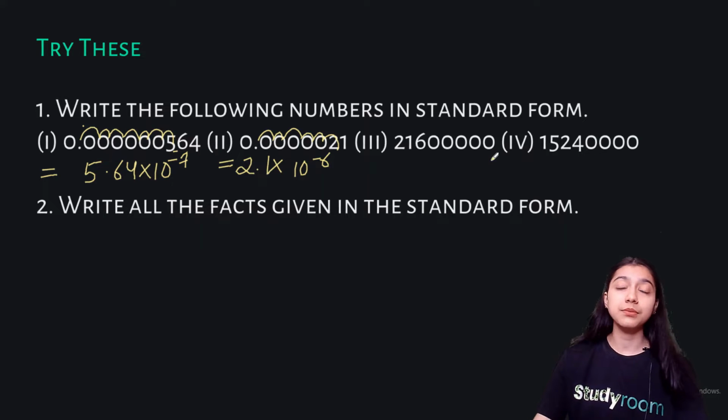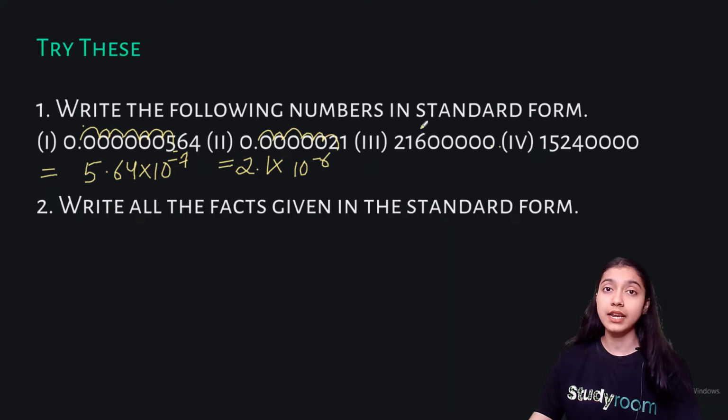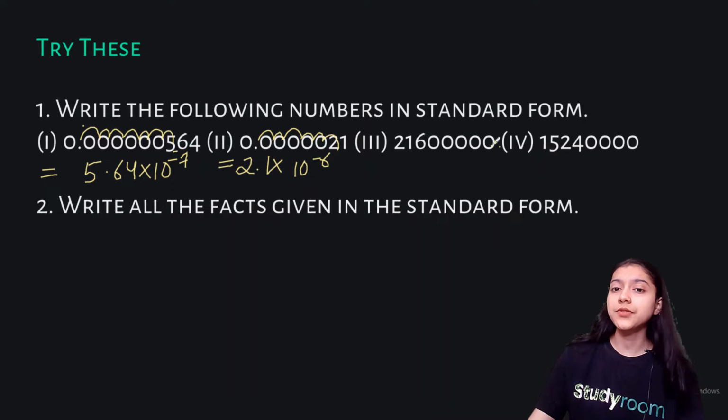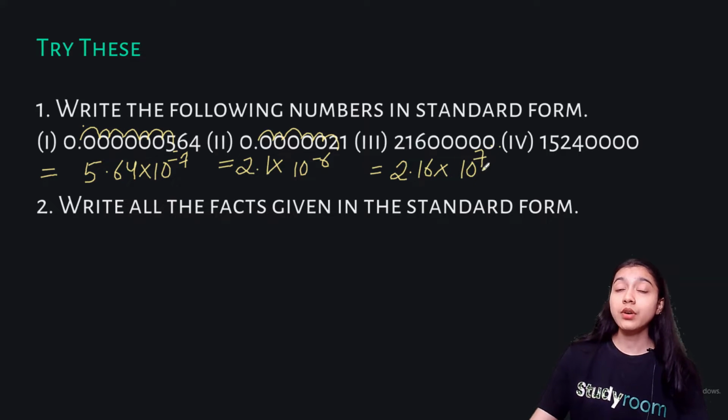Now observe this number. This is a large number. When we have to express a large number in decimal in standard form, then the decimal point is over here, basically at the end of the number. And we have to shift this decimal point towards the left hand side. Now let us calculate the number of places we are shifting. So 1, 2, 3, 4, 5, 6, 7. We are shifting 7 places. So the answer will be 2.16 multiplied by 10 to the power of 7. The power will take a positive sign, not a negative one this time.